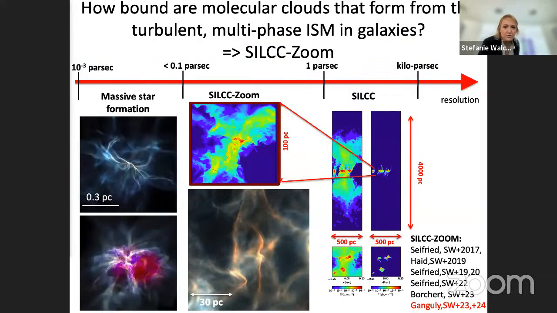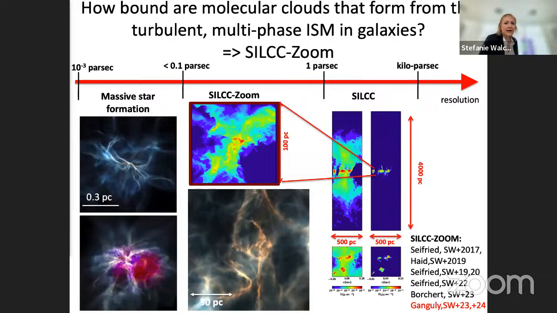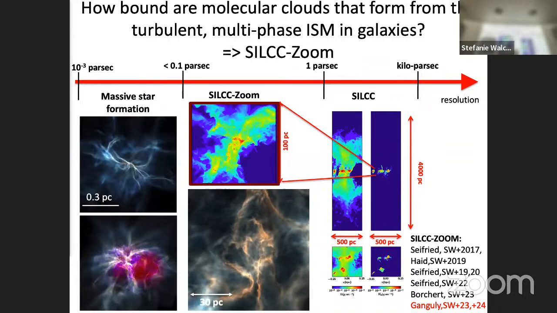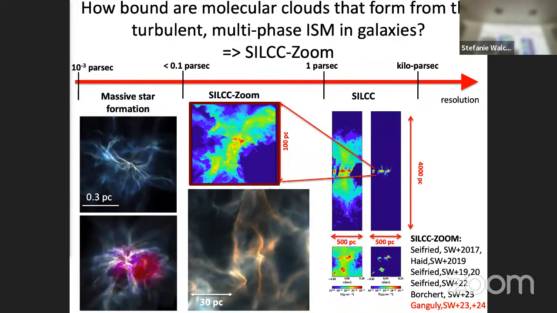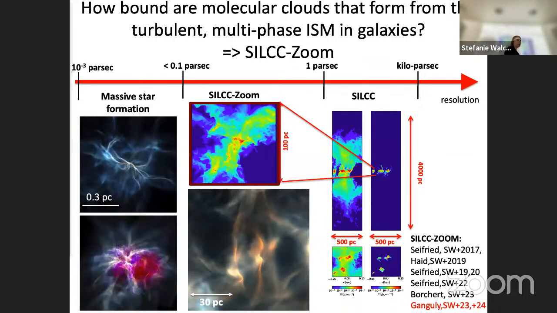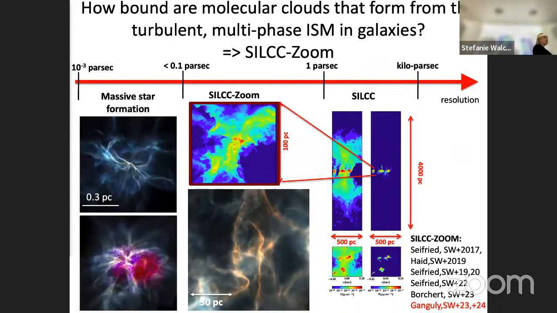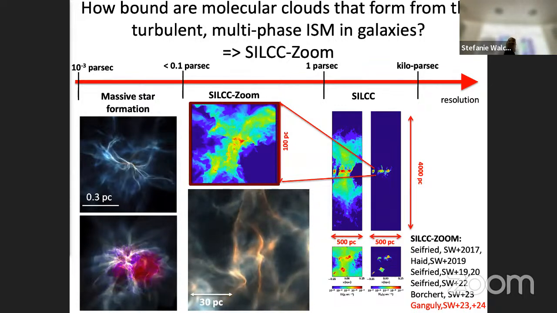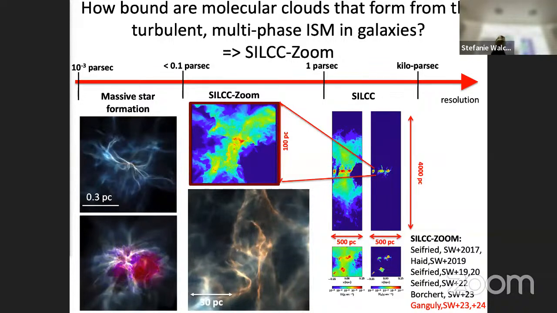So now I want to zoom in. In fact, we can zoom in on these simulations and study the evolution of individual molecular clouds and the star formation inside in a lot of detail. I want to address the question: how much of the gas is actually gravitationally bound? Here we have the scale of the SILCC box, so this is a couple hundred parsec, 500 parsec.